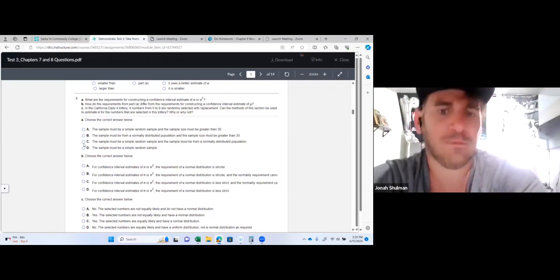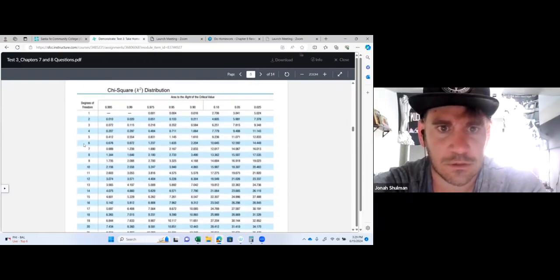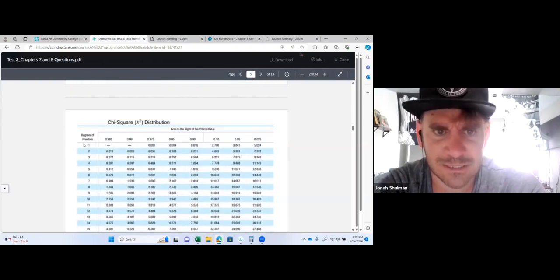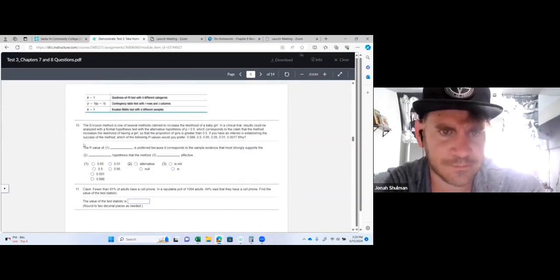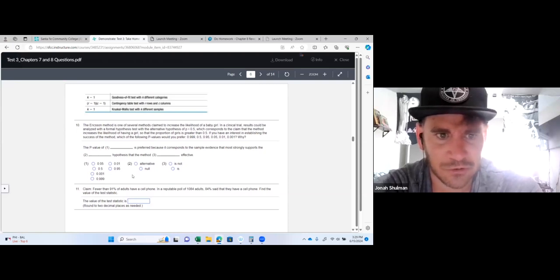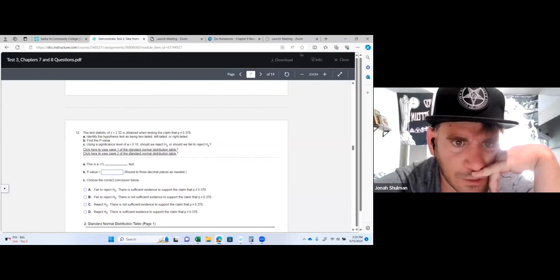Now, if you're going to use StatCrunch for one of these, here's the chi-square distribution. We've got all the values here to help us out. That's nice. These are just from the homework, which is really nice. This is the exact same problem that I did from the homework, which is kind of cool.